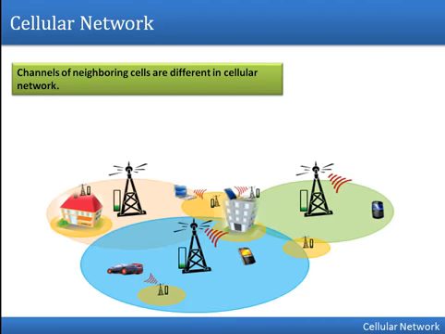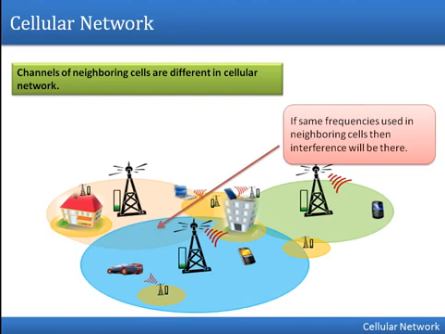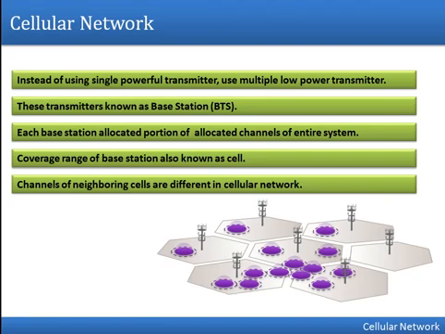And another thing: when we have multiple base stations, at their boundaries their frequencies interfere. There will be some interference. So in order to remove this interference, the frequency in adjacent cells has to be different. If they use the same frequency in adjacent cells, there will be interference. So the same frequency should not be used in adjacent cells.